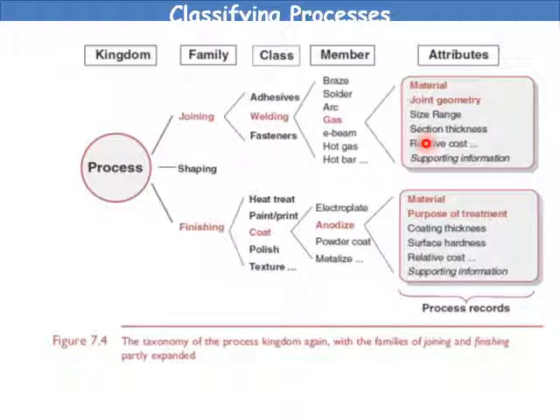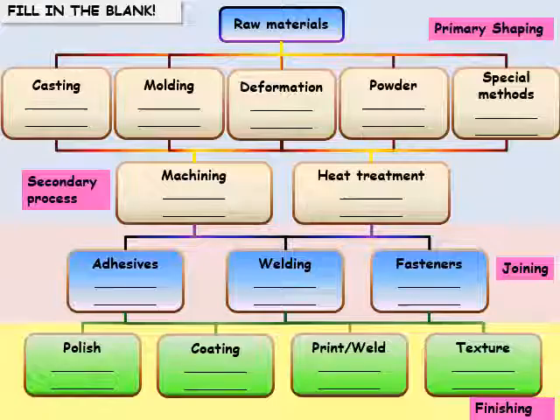Figure 7.4 shows the taxonomy of the process kingdom again with the families of joining and finishing. So you need to match all these processes, joining and finishing, which are related to the material joint, geometry, size range, section thickness, relative cost, and so on. All this supporting information is very crucial and needs to be used and defined.